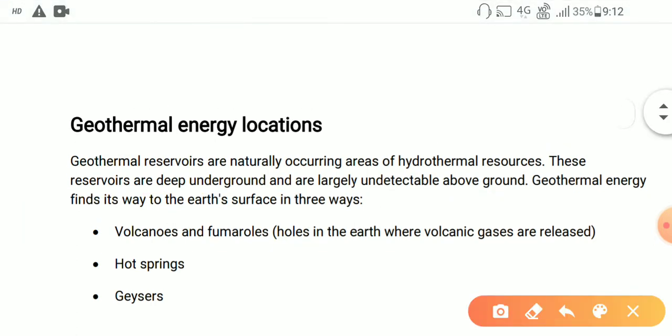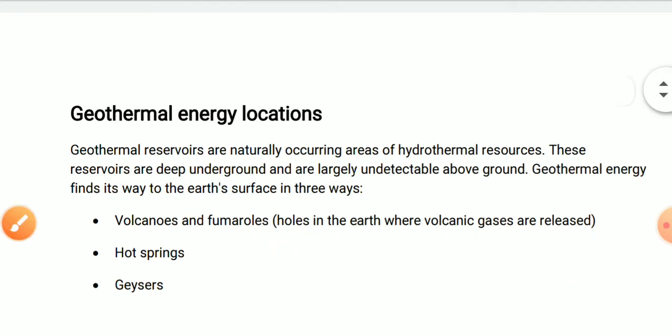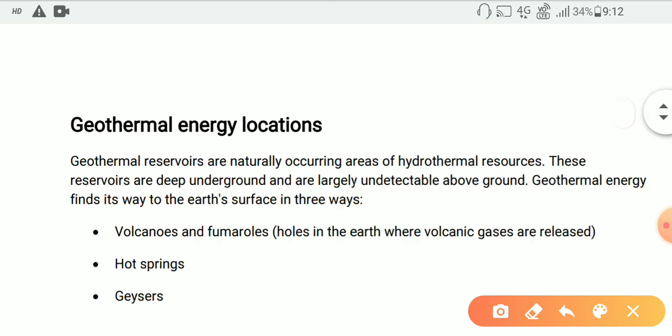Basically, geothermal energy finds its way to the earth's surface in three ways. We have to identify where the volcanoes or the fumaroles are present. That means holes in the earth where volcanic gas is released; that is defined as a fumarole. So you can easily identify the location for geothermal energy, or where hot springs and glaciers are present. That is also an indication of a geothermal energy location.